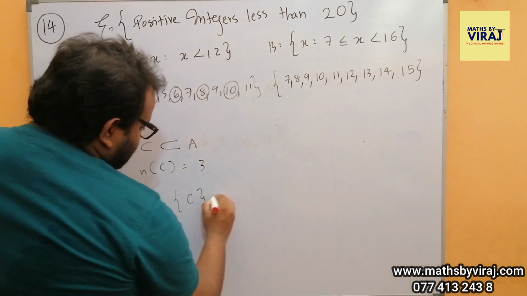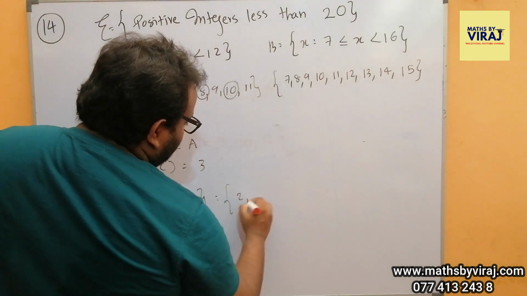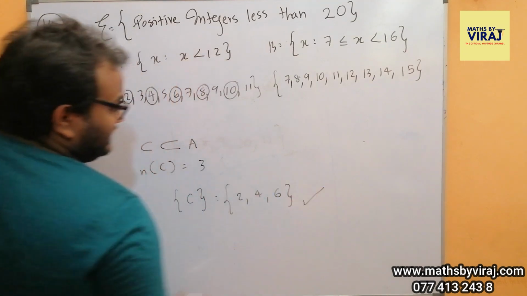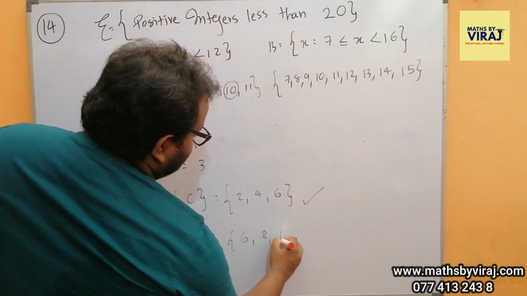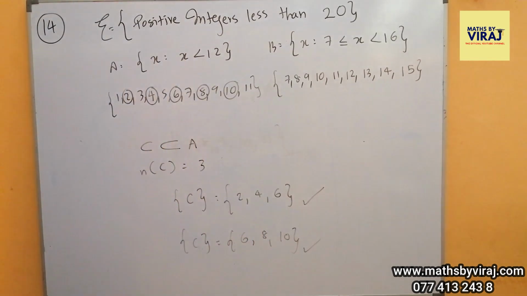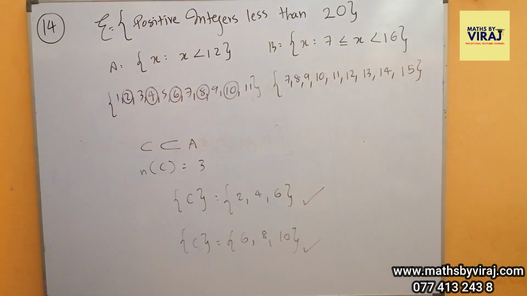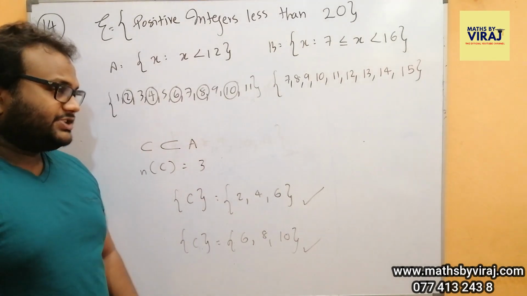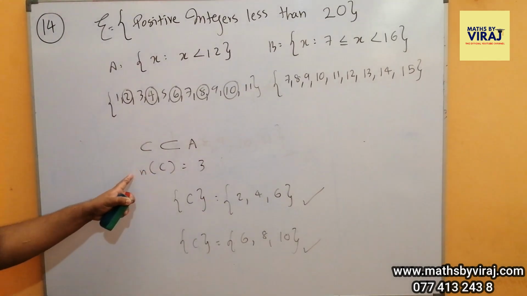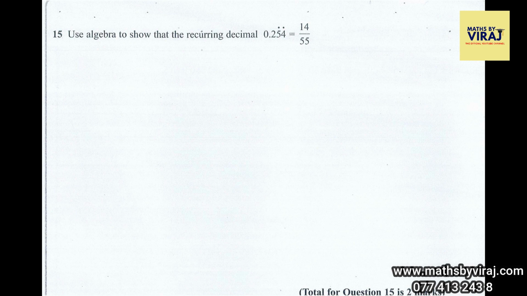Therefore, for set C, you can come up with various answers. You can come up with 2, 4, 6, which is correct, and also 6, 8, 10. Any set of numbers where the numbers are even and fall under set A belong to set C. Make sure there are only 3 numbers, because the total number of elements in set C is 3.